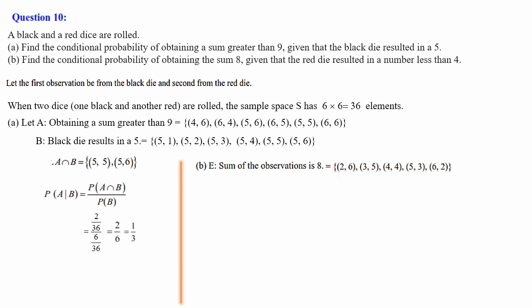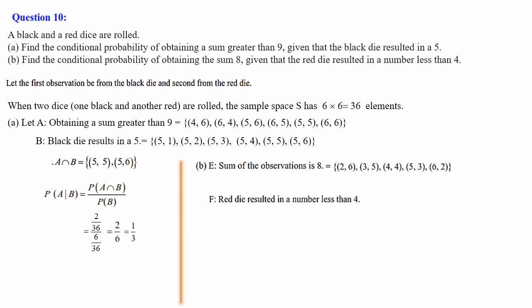Then the condition is given to you. Red die resulted in a number less than 4. Red die in the sense the second one. Second number resulted in a number less than 4. Means second number should be 1, 2 or 3.